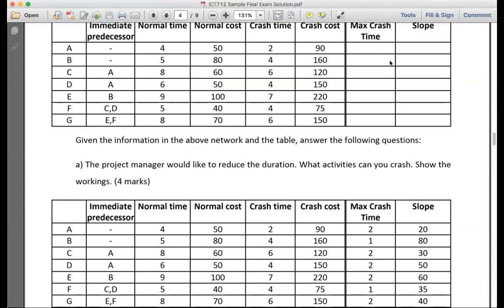Ladies and gentlemen, I'm now resuming this recording. I would like you to tell me the first part of my question. The first thing I told you, I need you to calculate for me the normal cost of all of these various activities. Anybody calculated the normal cost for this project? What is the normal cost?